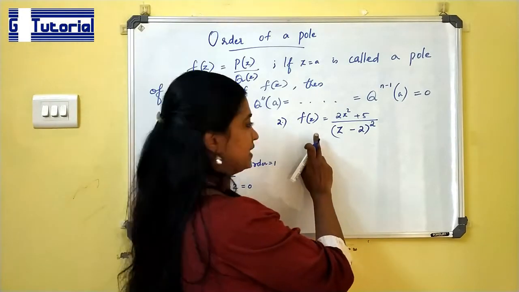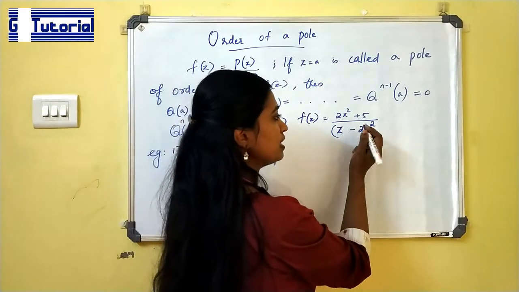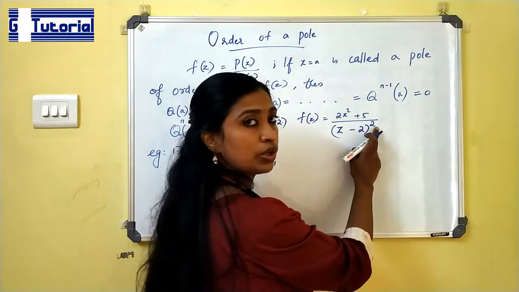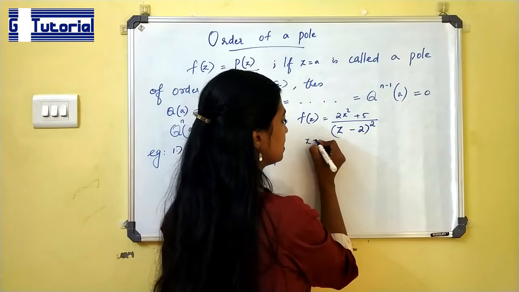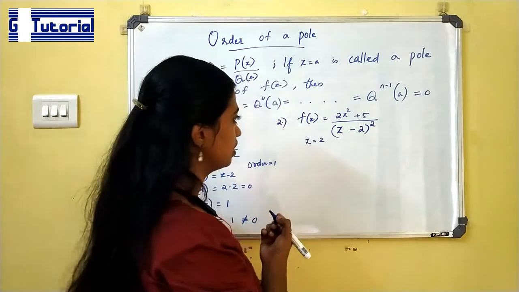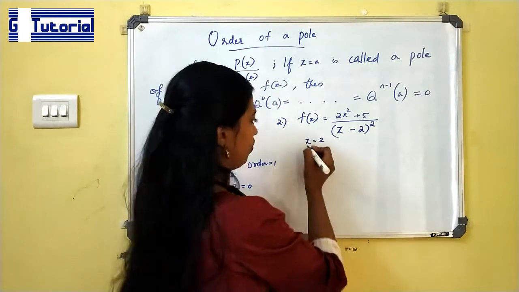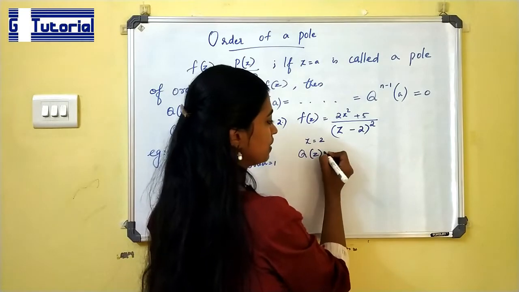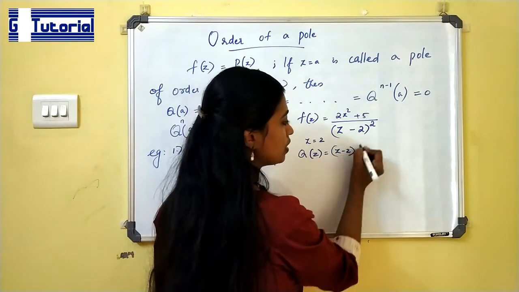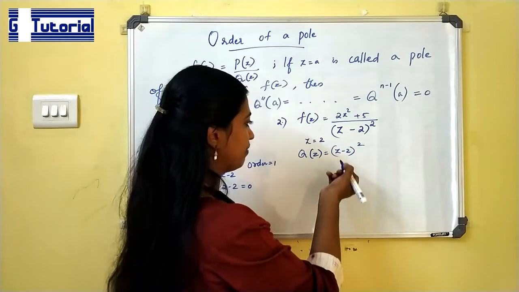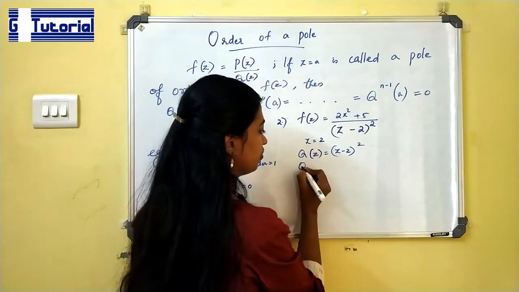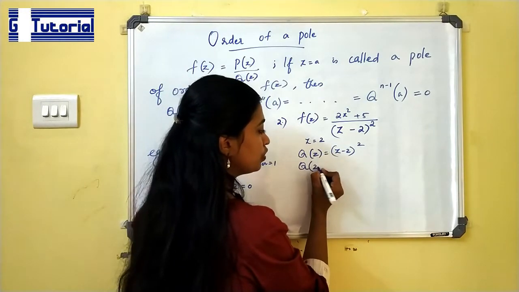Now we can see another example. f of z is 2z square plus 5 by z minus 2 the whole square. Here the pole is z is equal to 2, and we have to find the order of the pole. Here the denominator is q of z is equal to z minus 2 the whole square. What we have to do? We have to find the value of q of 2.